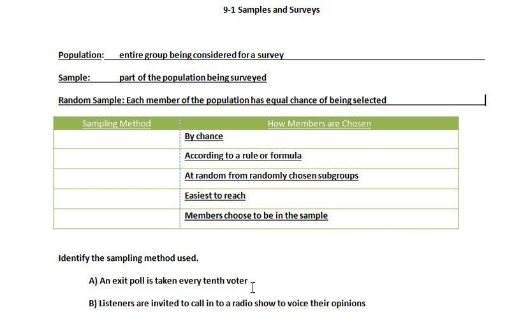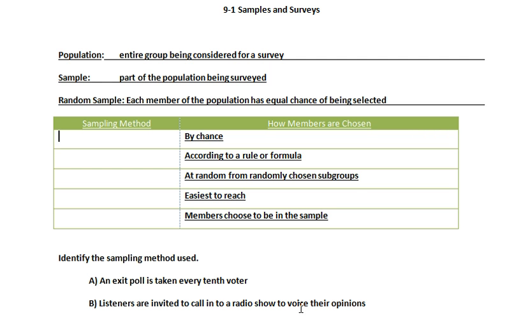Now, in order to get a good sense of feel, we have to take a random sample. That means each member of the population has equal chance of being selected. In this way, our data is going to be a lot better. It's going to represent that population. So a random sample is the best way to get the desired results.